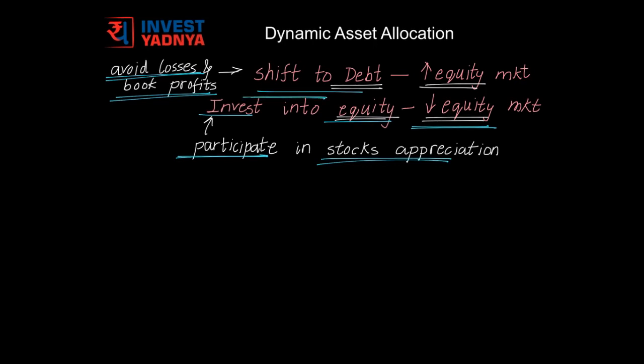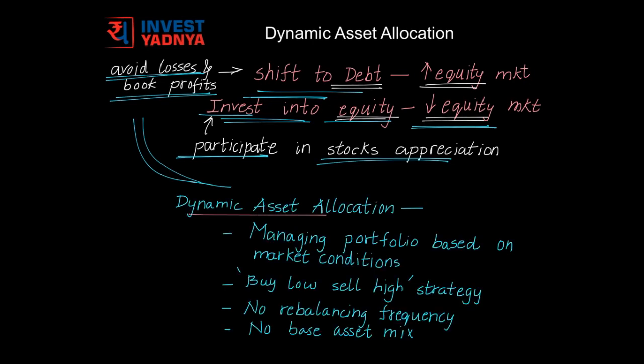Now you must be thinking this is easier said than done. But dynamic asset allocation is a strategy that works exactly on this principle. Dynamic asset allocation involves managing your portfolio based upon market conditions, as we just saw. It avoids the general mistake investors do of selling equity in a falling market and buying in a rising market.